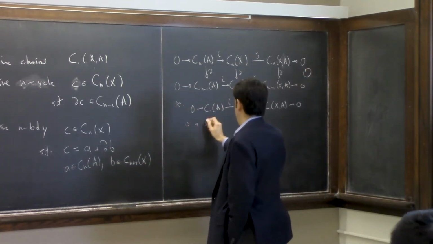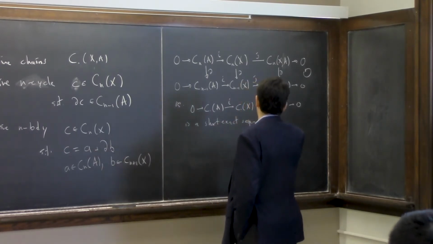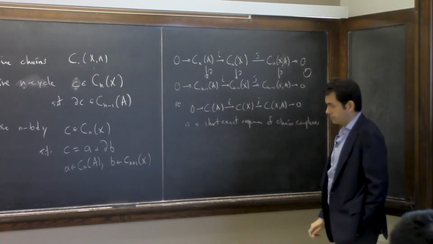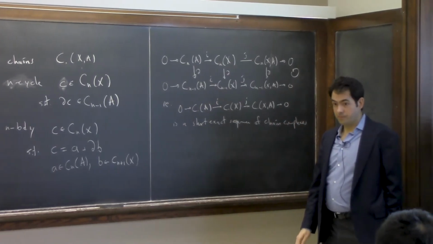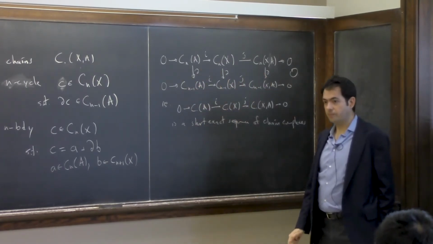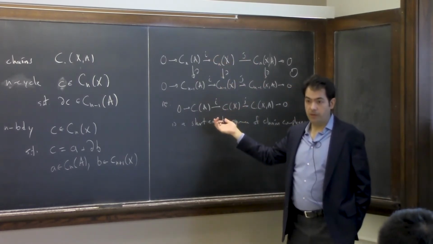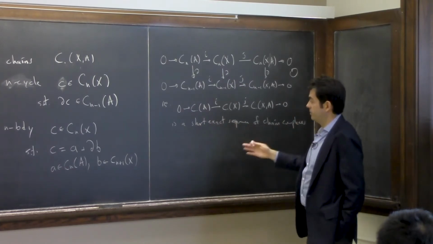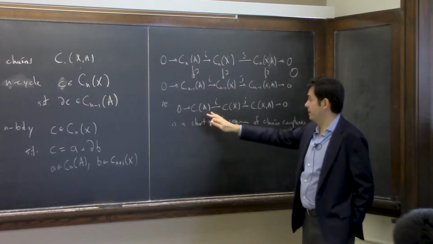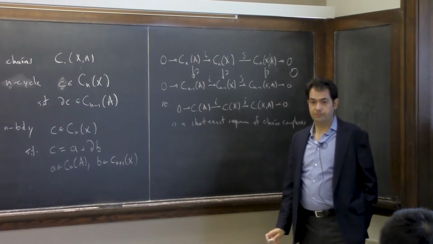This is a short exact sequence of chain complexes. You're saying the whole thing commutes, right? Yes, the diagram commutes. So that means that I and J are chain maps. And a short exact sequence of chain complexes is just a short exact sequence where your abelian groups are actually chain complexes, and your maps are chain maps.